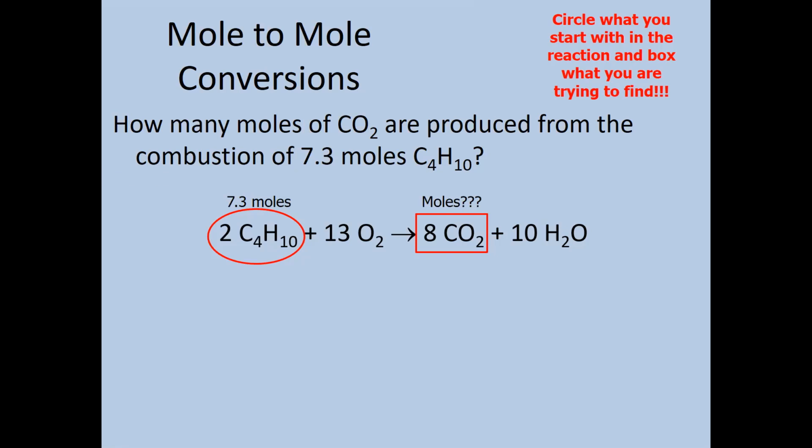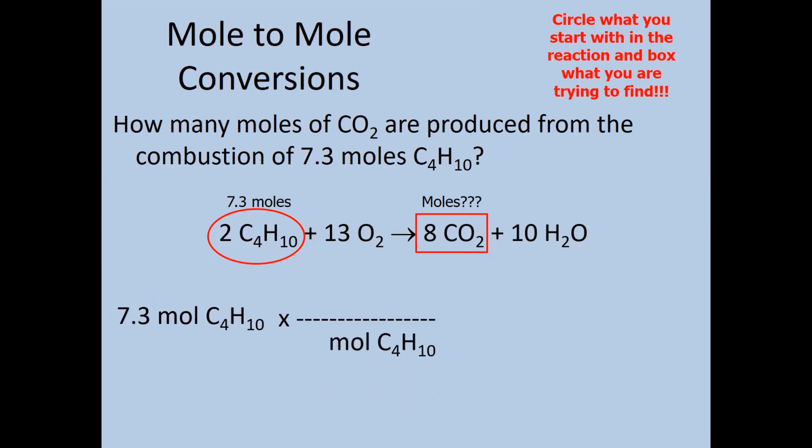So we're starting with 7.3 moles of C4H10, okay? We know we're going to multiply that by some kind of conversion factor. Ignore the dashed line here. That was the best I could do. So remember, whatever unit we start with, those units have to go at the bottom of our conversion factor. So I have to have moles of C4H10 down here.